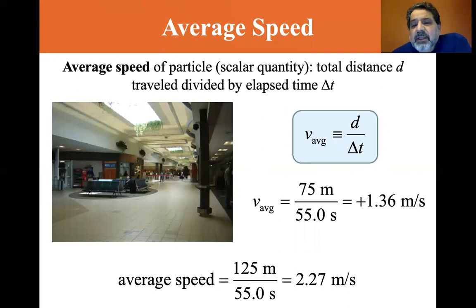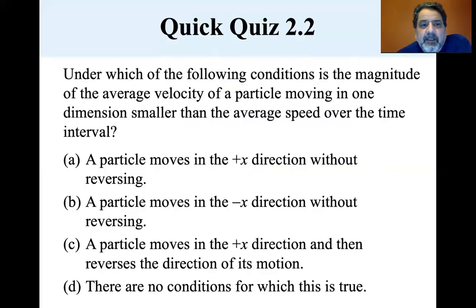So there can be a difference between the velocity and speed. Under which of the following conditions is the magnitude of the average velocity of a particle moving in one dimension smaller than the average speed over the time interval? A, a particle moves in the x direction without reversing. B, a particle moves in the minus x direction without reversing. C, a particle moves in the x direction and then reverses the direction of its motion. D, there are no conditions for which this is true.